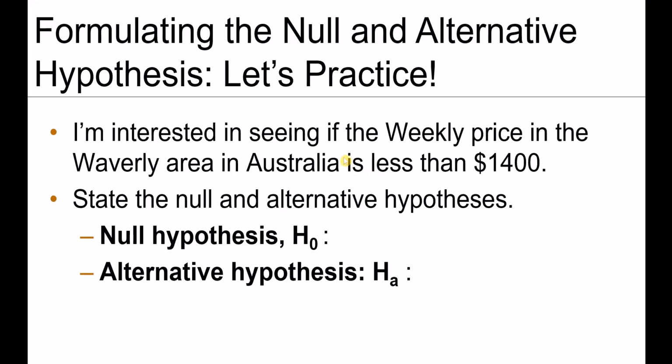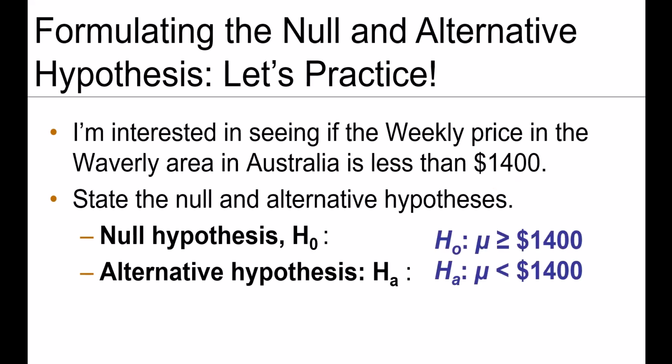I've done market research and I'm thinking about $200 a night for a week. So 200 times 7 would be $1,400. I'm going to state my null and alternative hypotheses around this hypothesized population weekly price of $1,400.